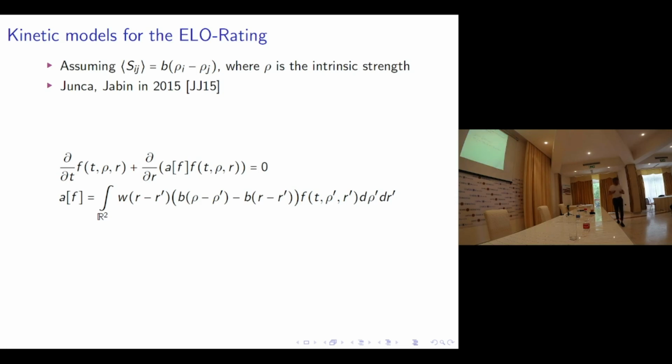Because we update the rating after they play, and we have here a collision operator, A, which, if you read it in Boltzmann, you would say this part is the gain term: people who have the correct strength but the wrong rating enter through a collision. And this is the loss part: people who already have the perfect rating, and when they play, there will always be an exchange of rating, so they are the lost part. And this function W, I told you before, is the function which chooses which two players play against each other.